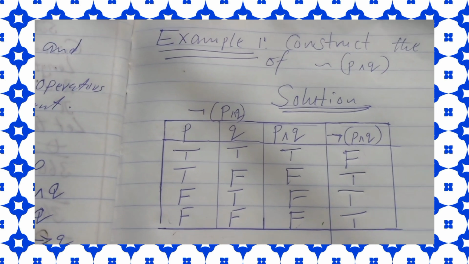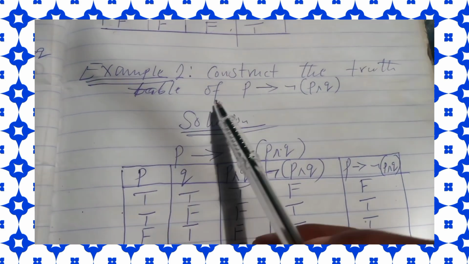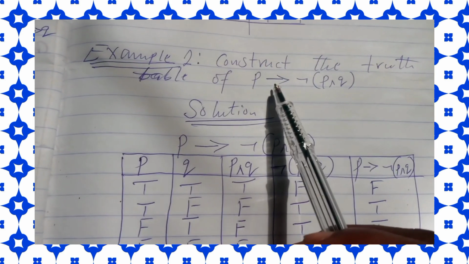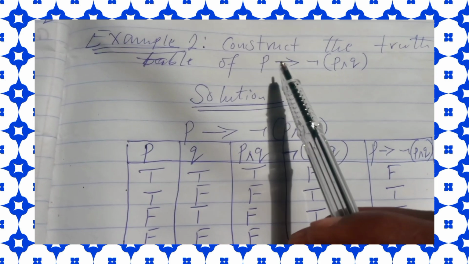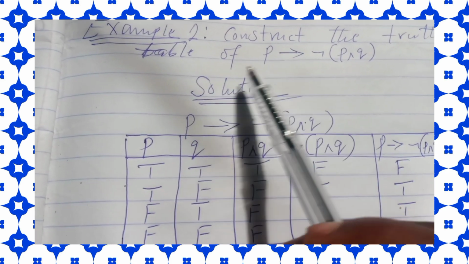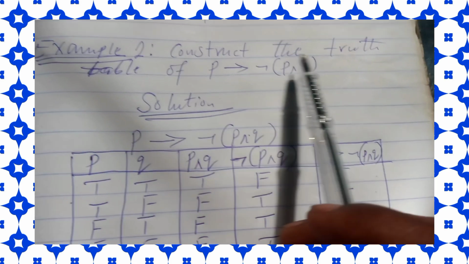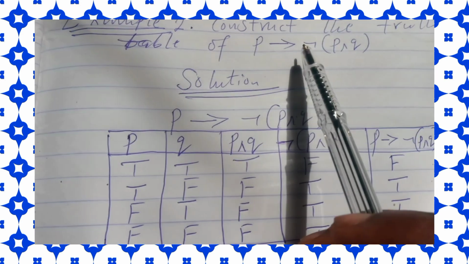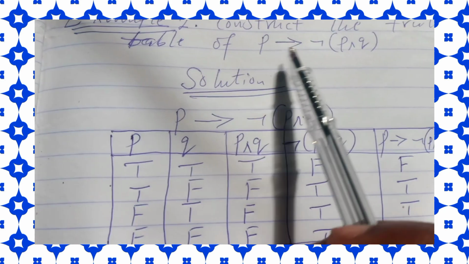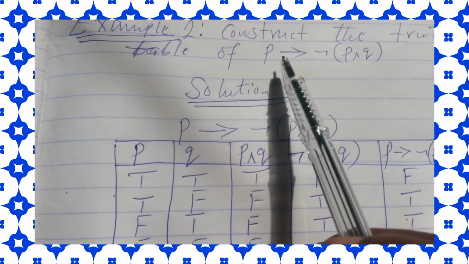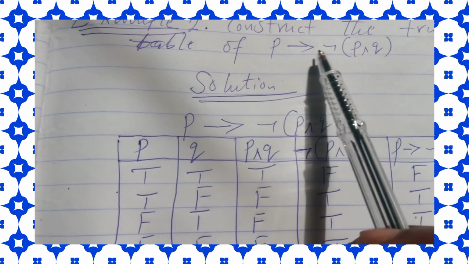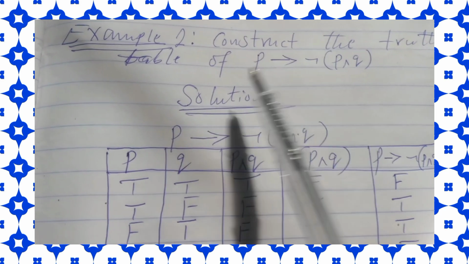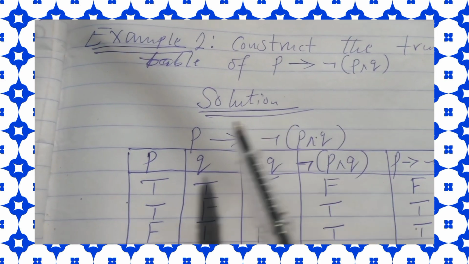Now let's look at example 2. Example 2, they say we should construct the truth table of P implies, remember this sign, what I told us recently, that this means if then. So they say you should construct the truth table of P if then, or implication, the negation of P and Q. How are we going to construct this table? For us to construct the truth table of this question, let's look at the solution.